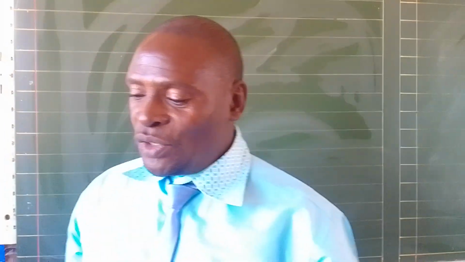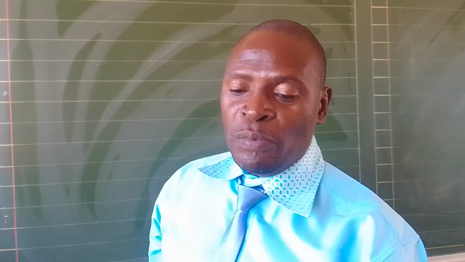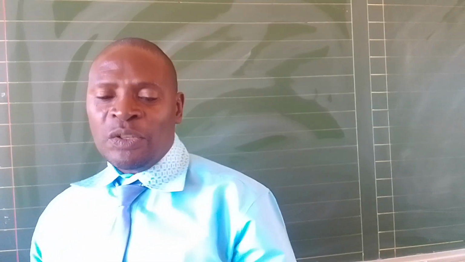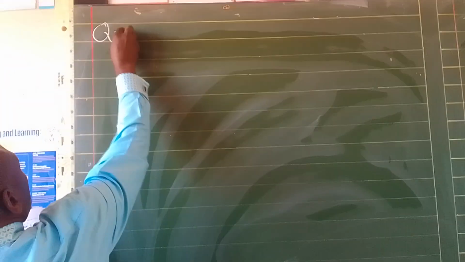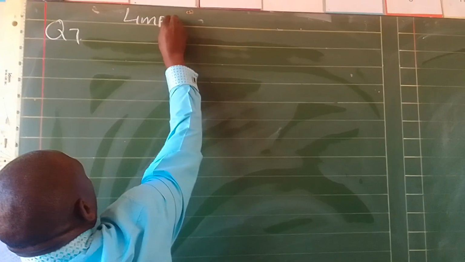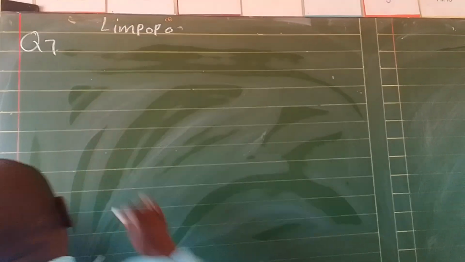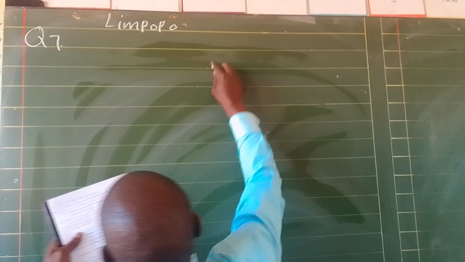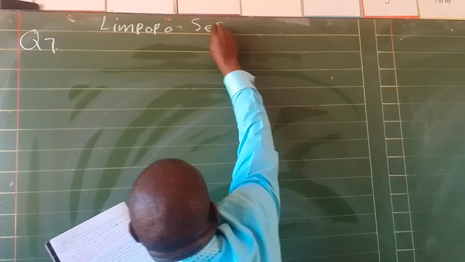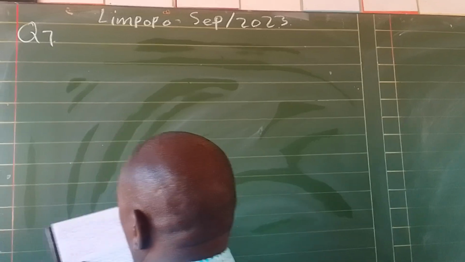So let us do chemistry paper 2 from Limpopo Department of Education, September 2023. This is the paper that we are going to do. It starts from question 7. Question 7, it is from Limpopo Province, September 2023.